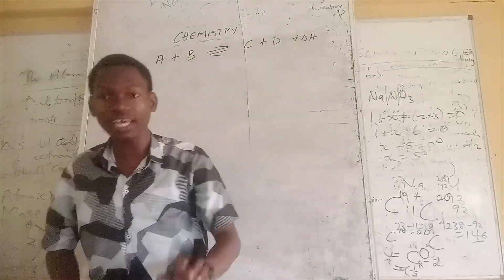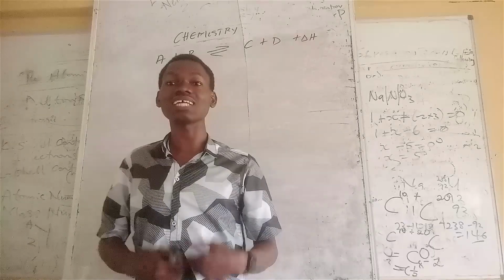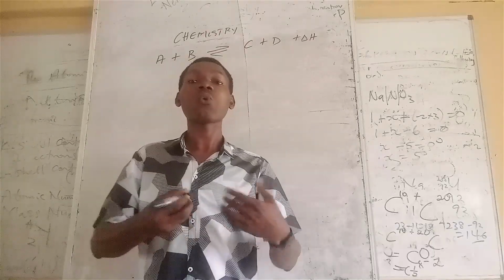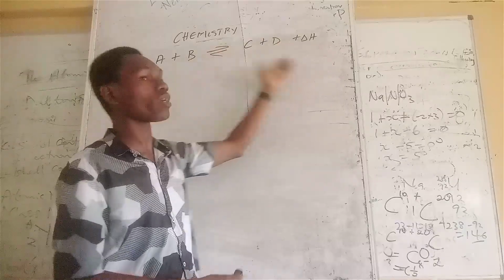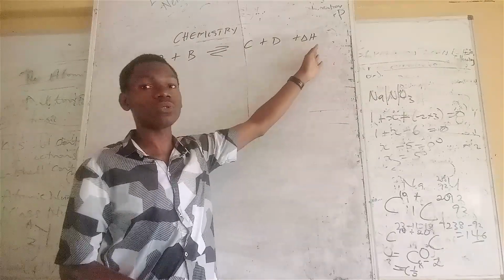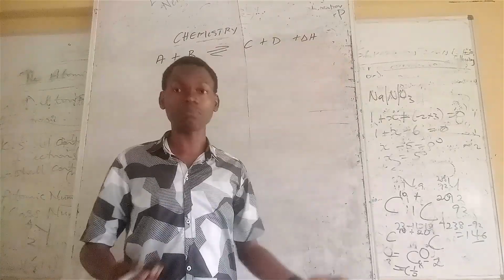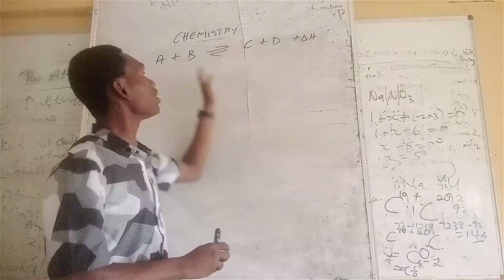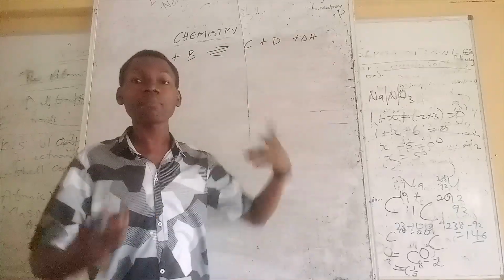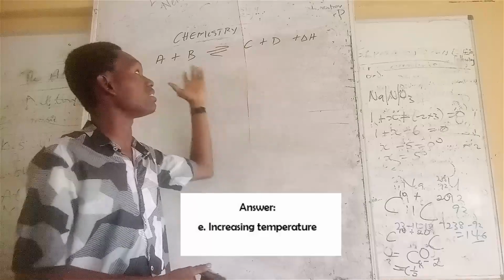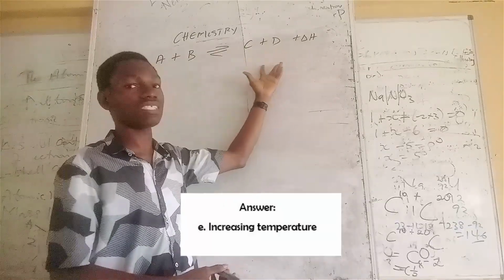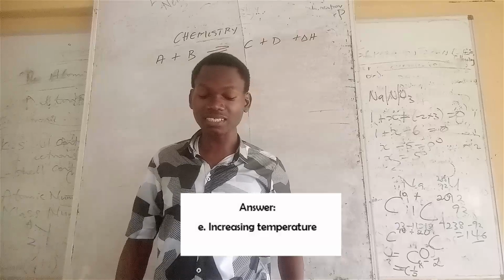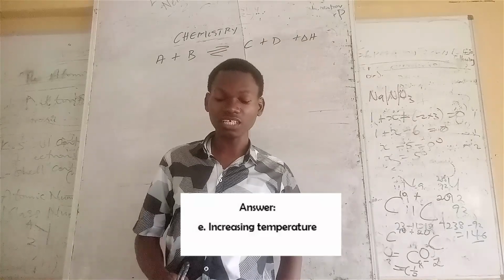But in our question here, it says that our reaction is an endothermic reaction. So what will favor the production of C and D, that is the forward reaction, in an endothermic reaction, when we talk about temperature? It is simply the increase of temperature. When the temperature of this equilibrium system is increased, it favors the forward reaction, which is C and D. So that makes our answer E, increase in temperature.